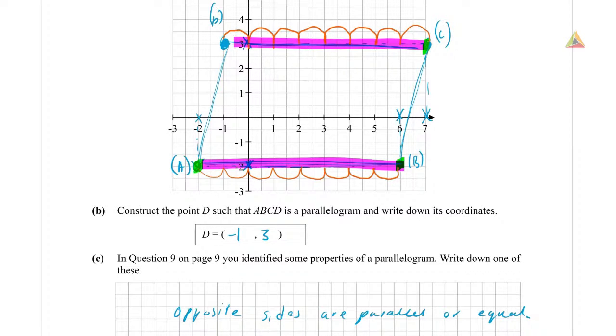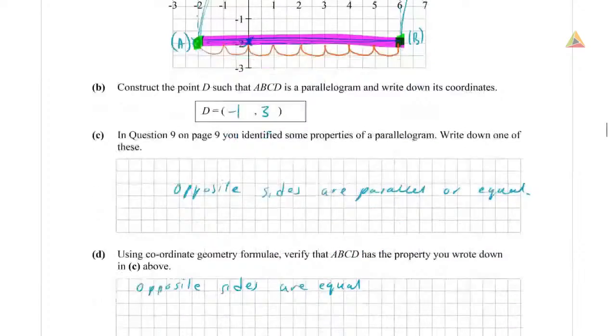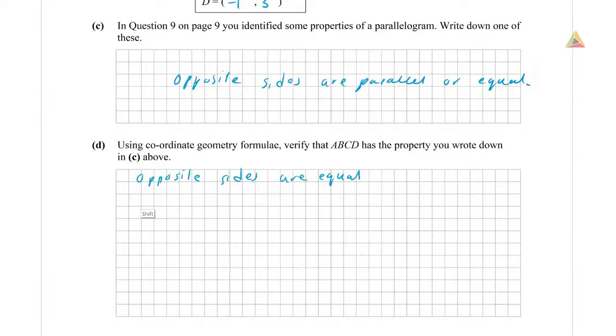Now we actually proved that when we were figuring out the point D, because we figured out, if you see in orange there, that the distance from C to D was 8 units, and also the distance from A to B was 8 units. So we can write that down: the distance from A to B equals the distance from C to D, and that was 8 units. We figured that out already.